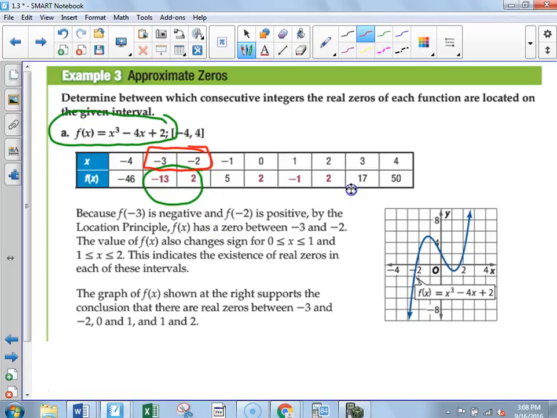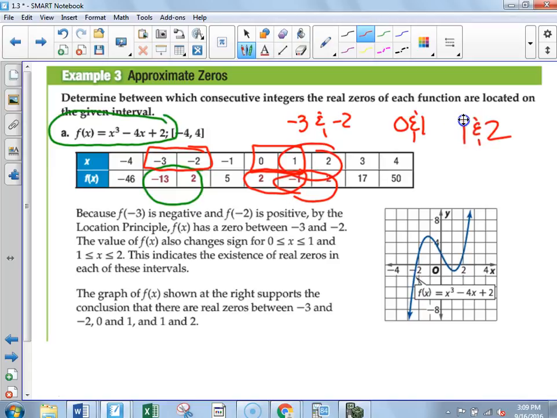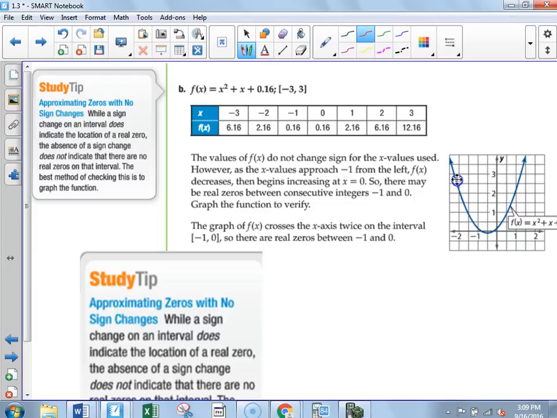Where else does this one, just humor me for a second, where else does this one have zeros? Here it changes the y value, so between 0 and 1. Between 0 and 1 there was one, and then it changed back, so there's another one here between 1 and 2. Okay? The fact that those values change sign indicates there's at least one 0 in there, but the fact that it doesn't change sign doesn't mean that there couldn't be a 0.